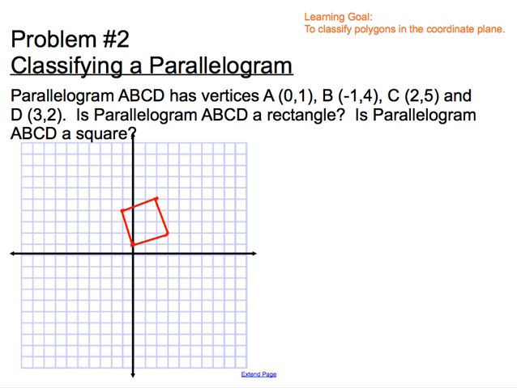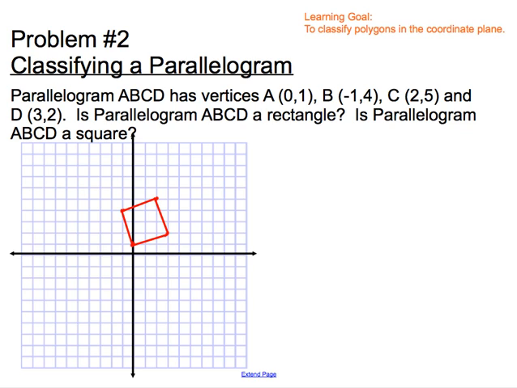So our first objective is to determine if this parallelogram is a rectangle. In order to do that, thinking back to the properties of rectangles, we know that rectangles have to have 4 90-degree angles. We can confirm perpendicularity using slope.